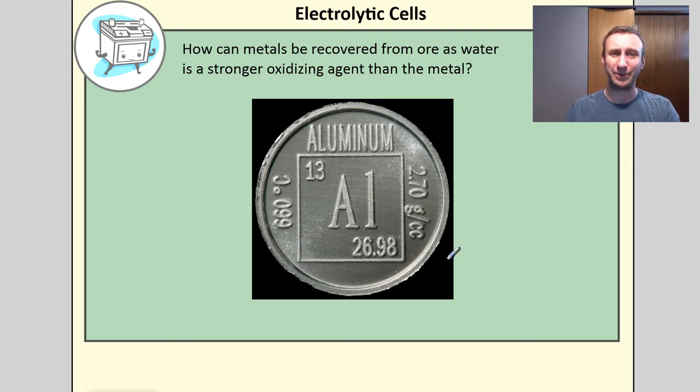This is just a neat application, with a little bit of history to go along with it, of how aluminum, something that's incredibly common as a metal, used to be a precious metal because it was so hard to get out of ore. So how can metals be recovered from ore, as water is a stronger oxidizing agent than the metal?